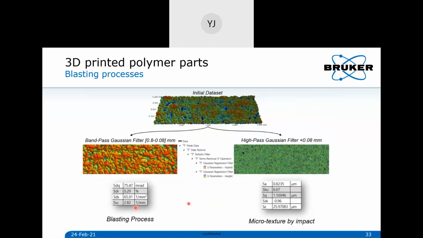And then to understand the blasting process, to understand how it's finished, what the texture is, we can study these different S parameters like Sdr or Sdq, and then also look at the micro texture by measuring the roughnesses, right? So you use a Gaussian regression filter, and then you can, with different filter wavelengths, so let's say 0.8 to 0.08 millimeter, or less than 0.08 millimeter for roughness measurements, right?